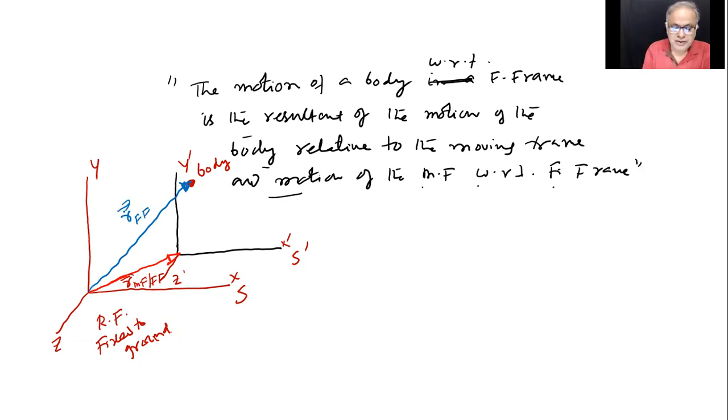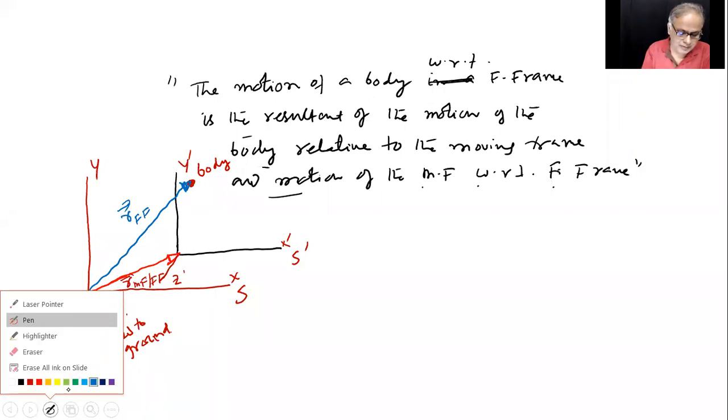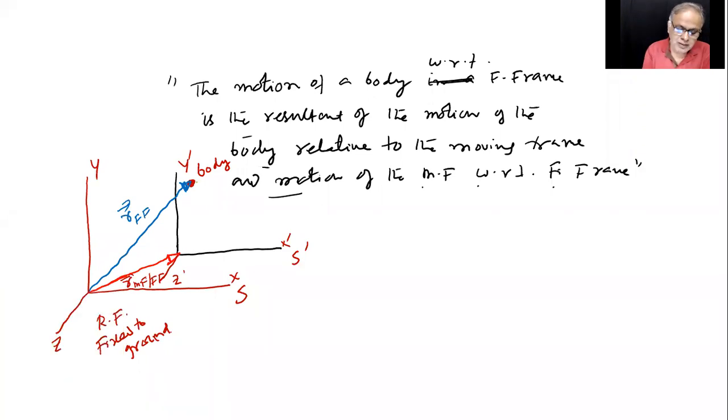But this body is also watched from, tell me, the moving frame. This is R of the body relative to the moving frame. So generally I use the word R relative. That's enough. So relative is relative position, relative velocity, relative something is all the time velocity of some body with respect to another body which is moving with respect to ground.